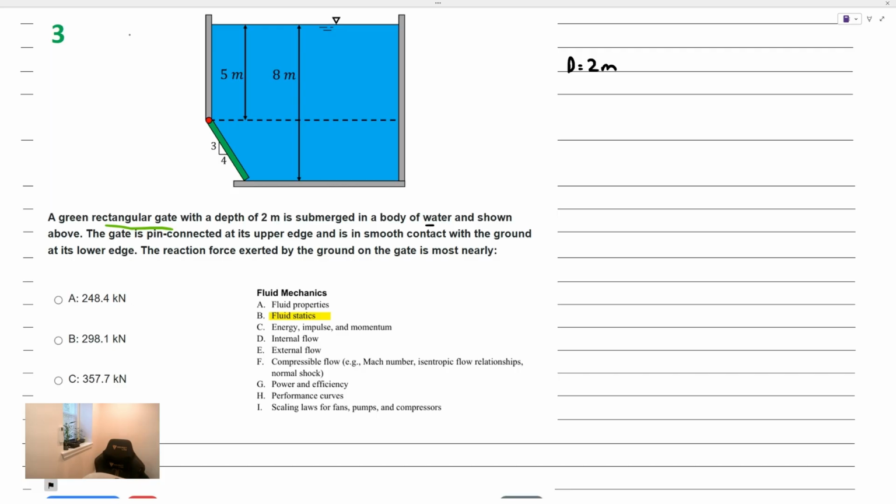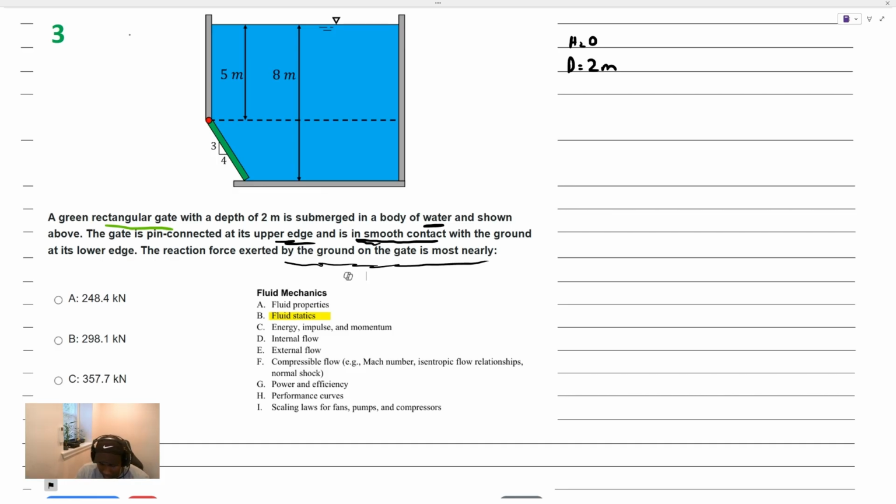It's submerged in a body of water. So we know that the fluid here is water. And it's shown above. The gate is pin connected at its upper edge and it's in smooth contact with the ground. At its lower edge, the reaction force exerted by the ground on the gate is most nearly.